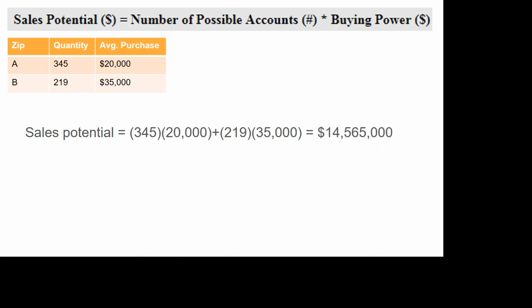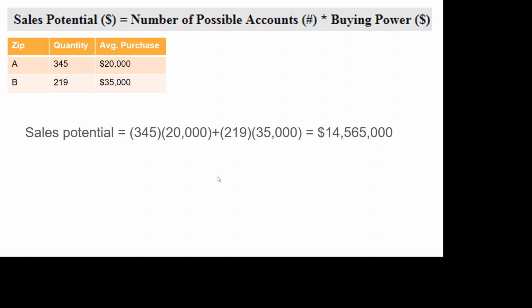So if you're hiring a salesperson to work those two zip codes and they see that number, they're going to be like, oh yeah, that's pretty cool. That's going to be attractive, and so I'm going to take a look at this.